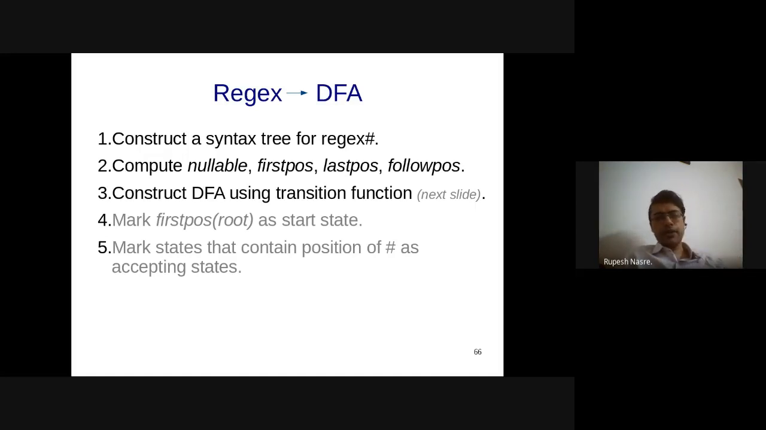Once we have the DFA built, we mark the firstpos of the root of this syntax tree as the start state, and the states which have the sharp sign as the accepting states, and so on. So 4 and 5 are more like order 1 operations, but let's look at the algorithm for constructing the DFA once we have these 4 things computed.